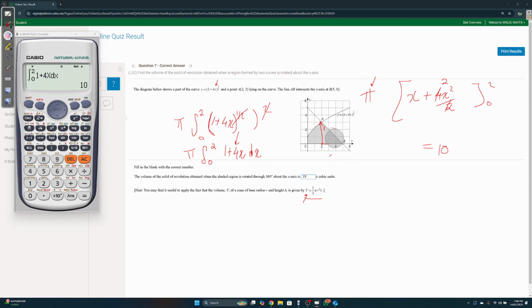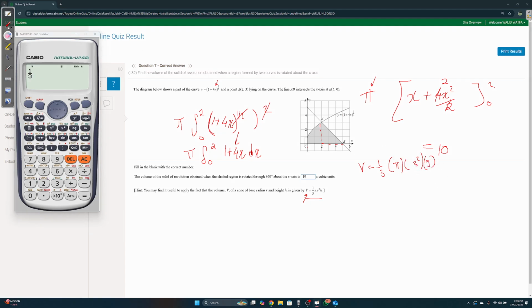So for that reason, many people got it wrong, and this question was worth, I think, 2 or 3 marks. So 1 over 3 pi r squared, remember r is the one going up, so 3 squared, times the height, which is 5. Okay, so you're probably going to get, let's see, 15. Did I do something wrong? Let me see. 1 over 3 times... Oh, it's not 5.